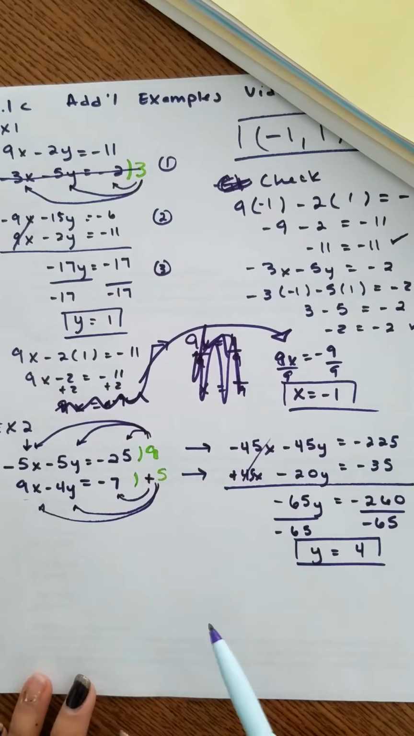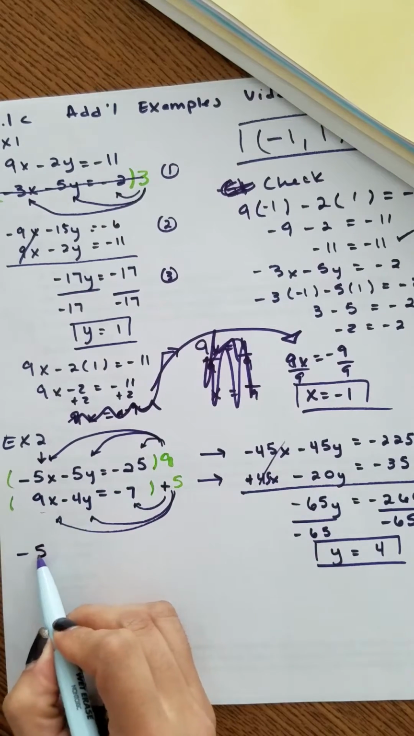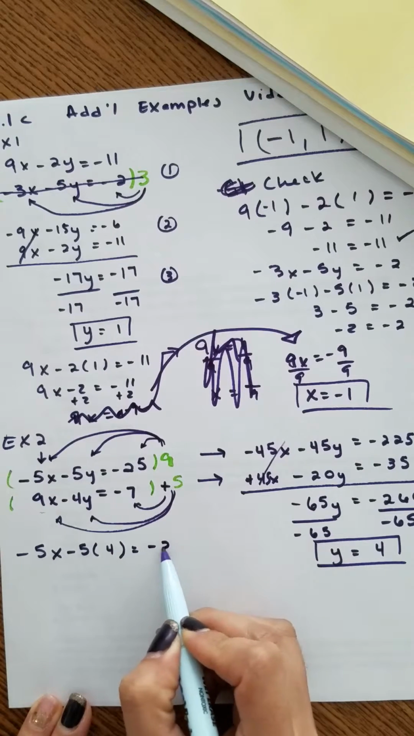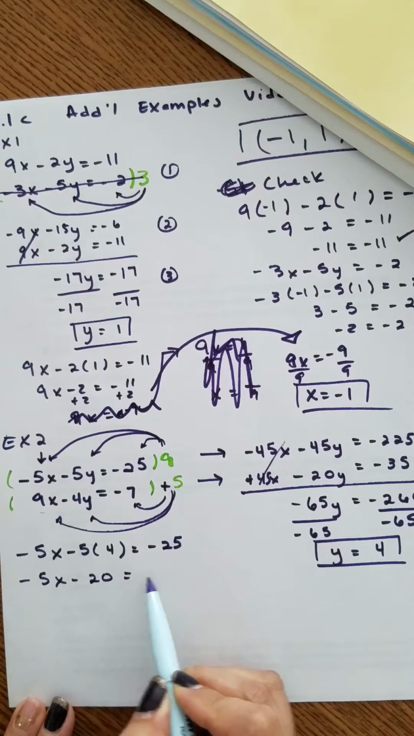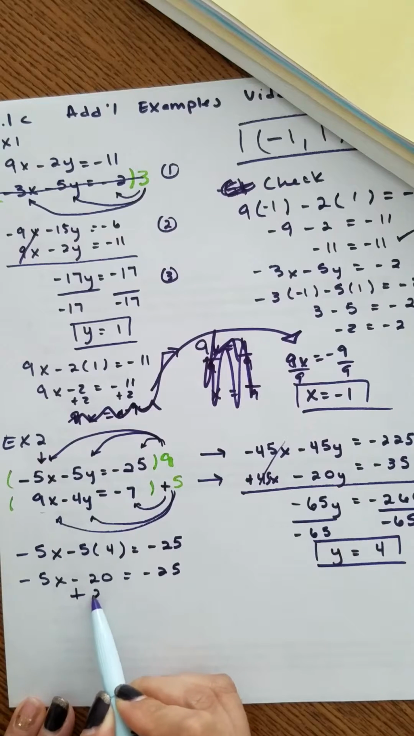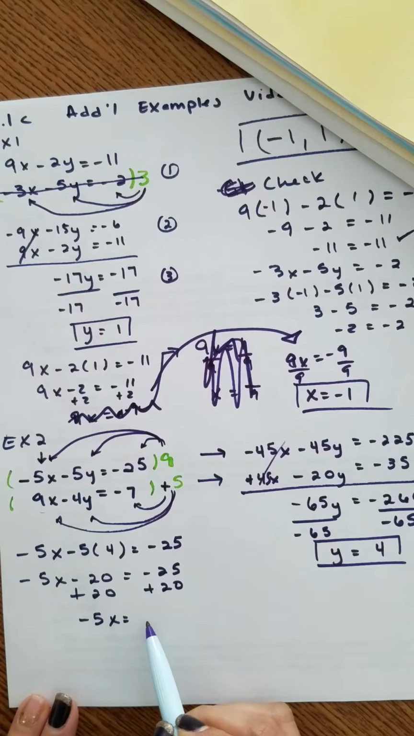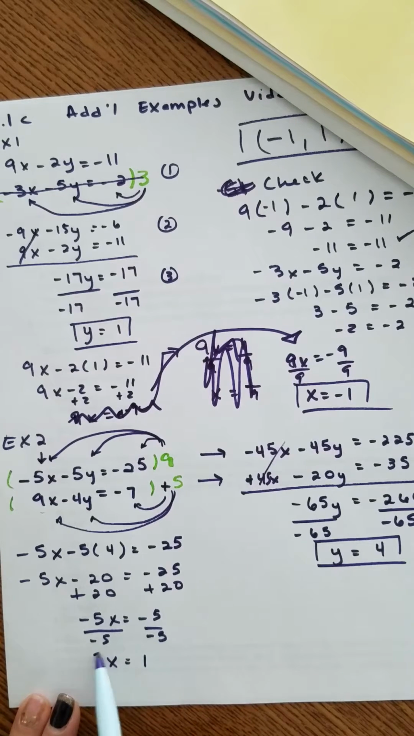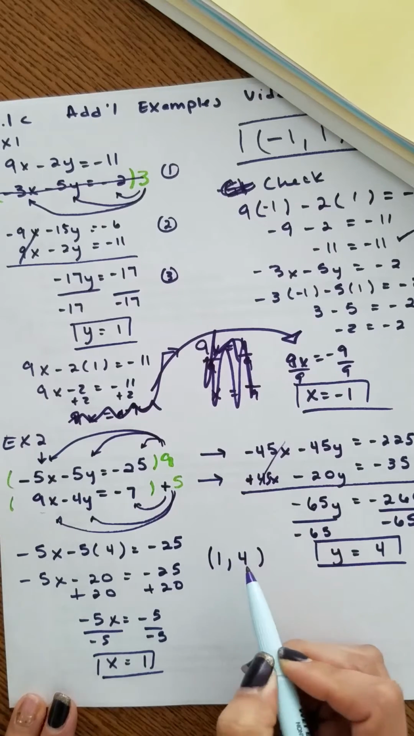We don't have x, so we need to solve for it. And we're going to plug it into one of the original equations. I'm just going to use the first one. Negative 5x minus 5 times y is equal to negative 25. Negative 5x minus 20 is equal to negative 25. Go ahead and solve for x on each side. Negative 5x is equal to negative 5. Divide by negative 5 on both sides. x is equal to positive 1. Negative, negative, positive. Okay? So we are claiming that the solution to the system is the point (1, 4).